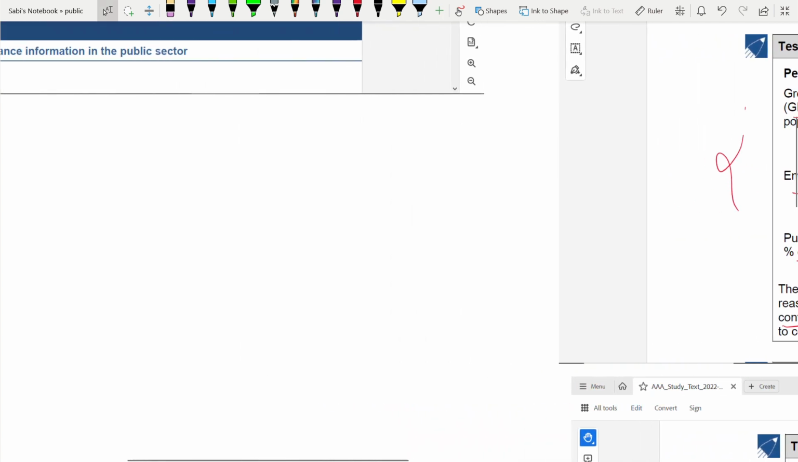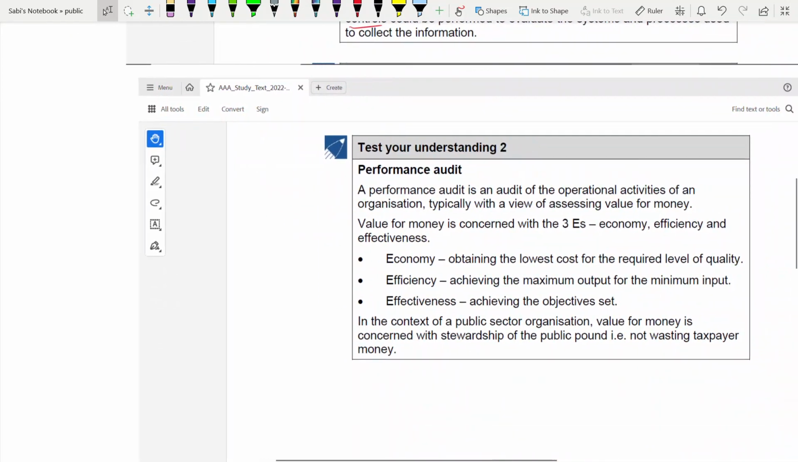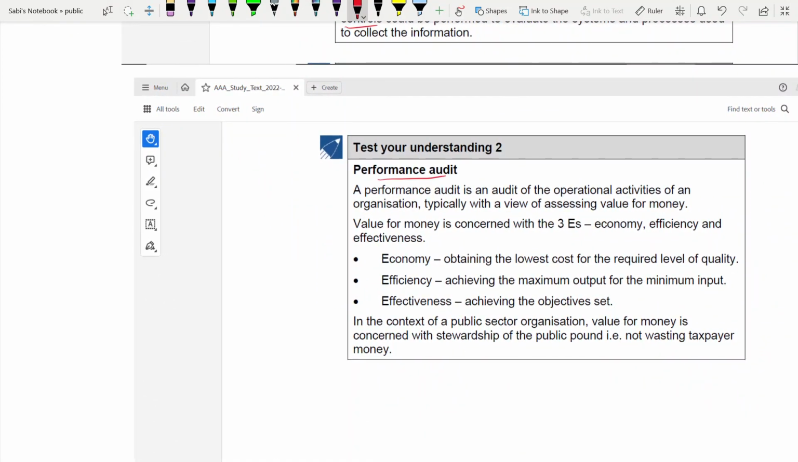Test your understanding 2. Difference between performance information and performance audit. So if it's a performance audit, you will be dealing with the 3 E's. Remember, performance audit and 3 E's, there's a connection. 3 E's stands for economy, efficiency, and effectiveness. That means it shows value for money, how well the public sector has used the public fund. This is the meaning of it.